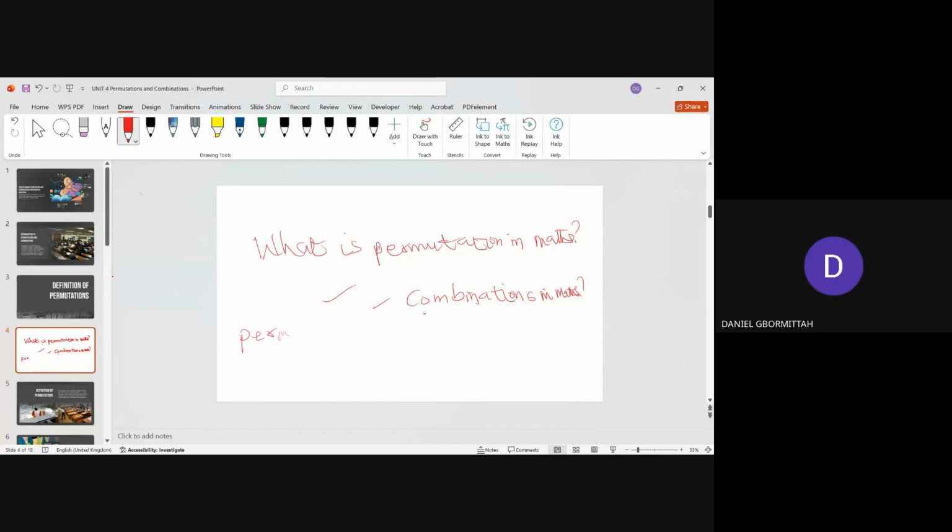Then there is a formula here. nPr equals n factorial over n minus r factorial. The formula is nPr, n permutation r is equal to n factorial over n minus r all factorial.